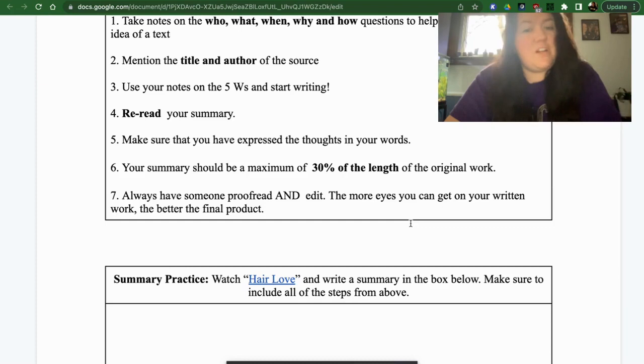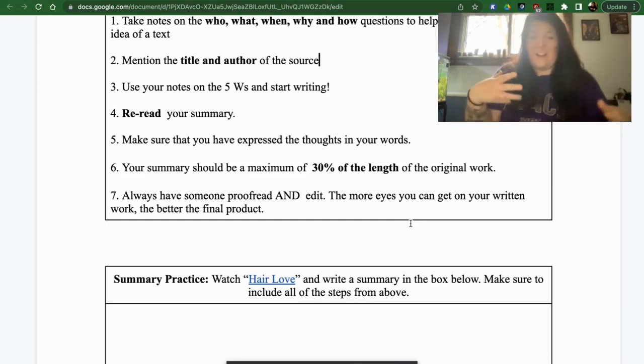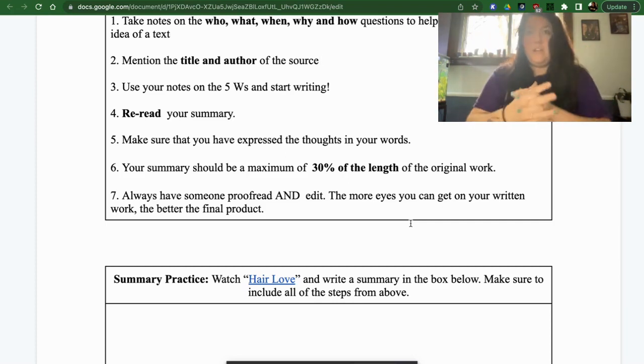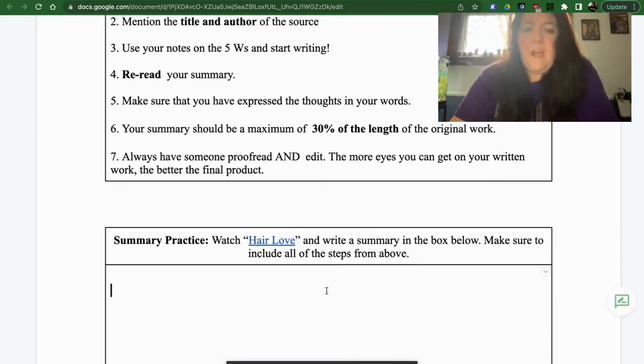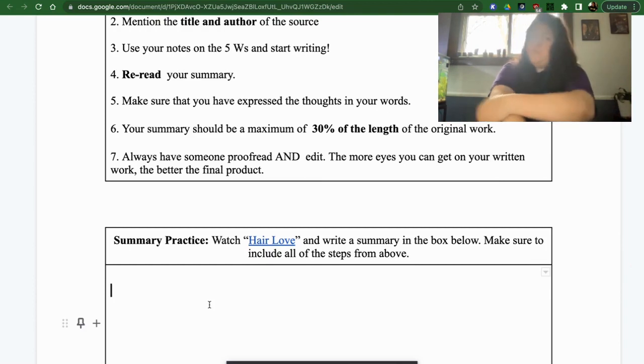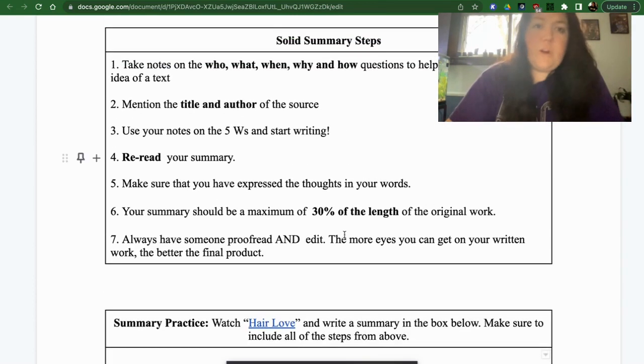And then always have someone else proofread and edit. The more eyes you get on your documents and your written work, the better it is. So please go in, have someone read it. It might seem silly when it's just an introductory type of summary here. And we'll do that with some reading pieces next week. But this week we are just starting summary writing.